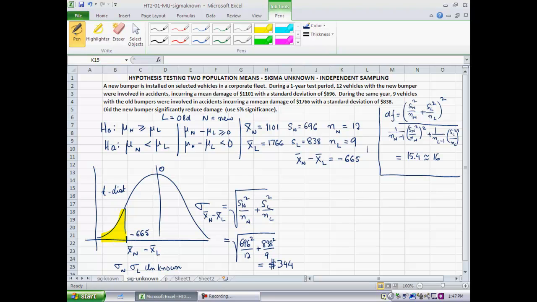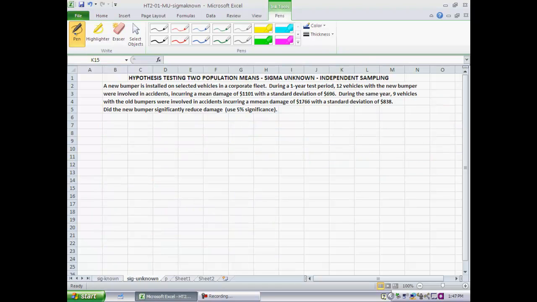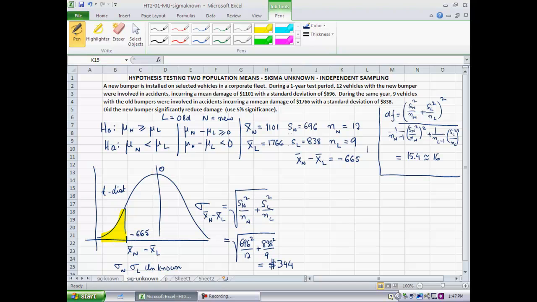Since we do not know the population standard deviations, since we have to use the sample standard deviations, you know from prior exercises in confidence intervals and hypothesis testing that the sampling distribution of the sample statistic, so the distribution of x bar N minus x bar L, will be a t distribution, not a normal distribution. With every t distribution you have degrees of freedom.